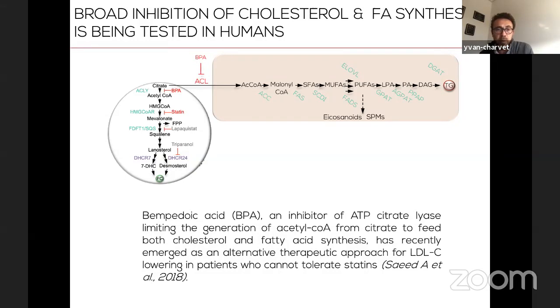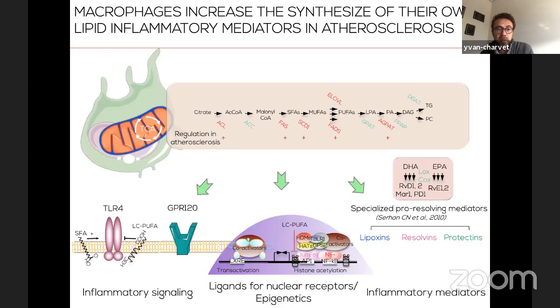And in fact, we have the first evidence that in macrophages in atherosclerotic plaque, when we look at the regulation of all these fatty acid synthesis genes, they are almost all upregulated, the ones in red here. And we know that changes in fatty acids in macrophages lead to a lot of changes in inflammatory response. The group of Ira Tabas and Oliver Soehnlein have shown that lipoxins and resolvins are very important as inflammatory mediators.